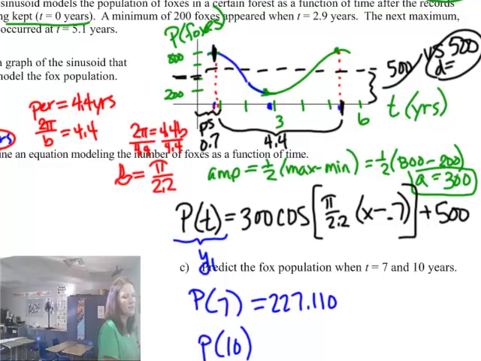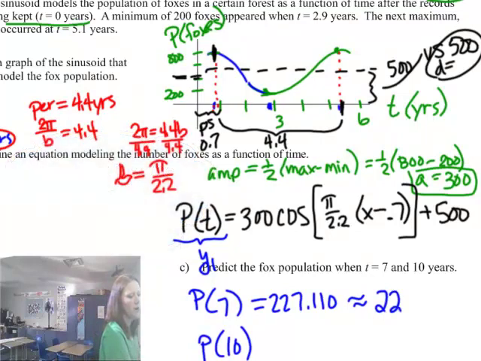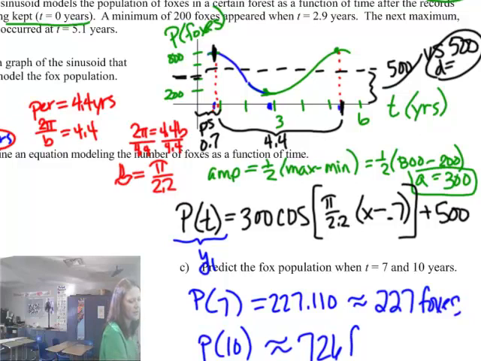Okay, but these are foxes, the population of foxes. I can't really have 0.11 of a fox. I know we had points of zombies, but these aren't zombies, these are actual critters. So let's go with approximately 227 foxes. We're going to do the same thing when our value is 10, and when we approximate there, we're going to have 726 foxes at 10 years. So this thing just keeps oscillating back and forth.